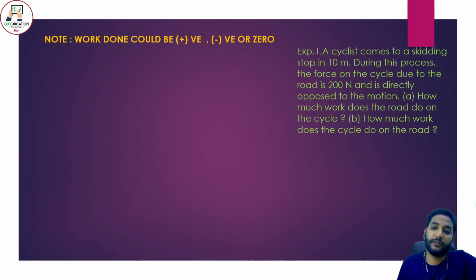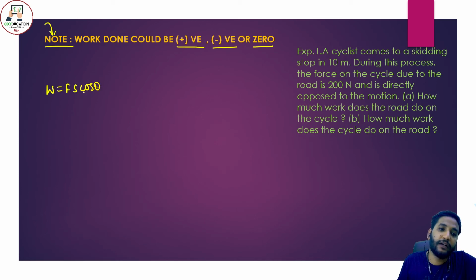But before taking questions, we will also talk about a very important note, that work done could be positive, negative or zero. How? See, W is equal to Fs cos theta. Now, this theta actually matters. How? Let's see. The work done could be positive, negative, and it could be zero as well on the basis of theta.